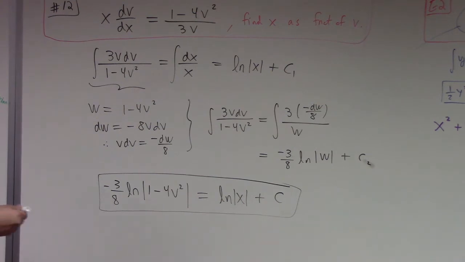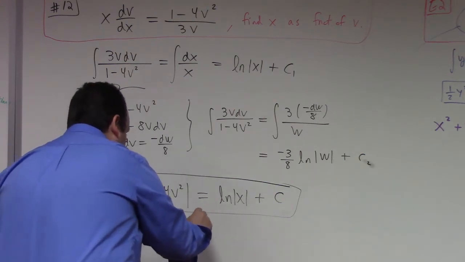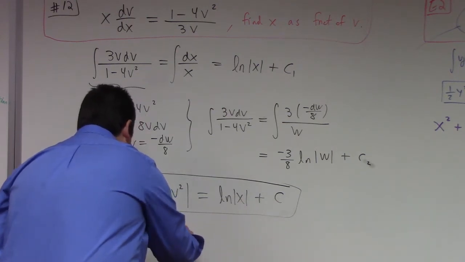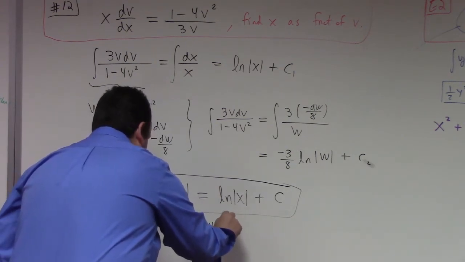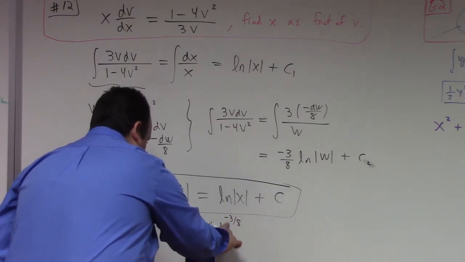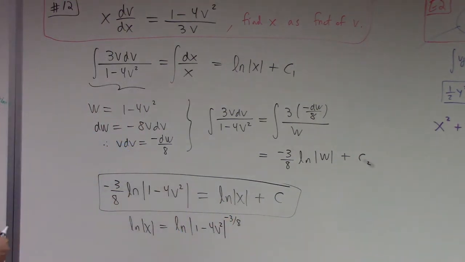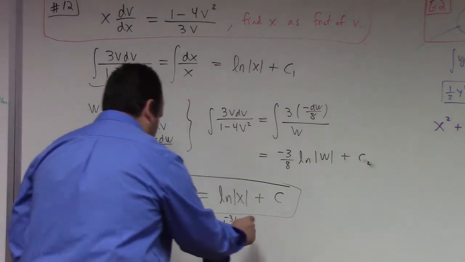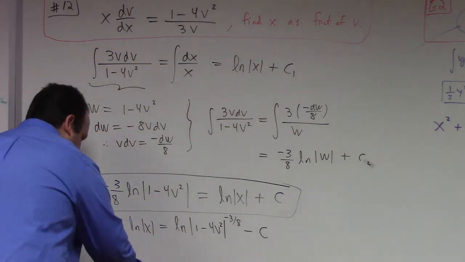Let's see here. So the way I would do that, I say, okay, so I got natural log the absolute value of x equals, I don't know, the natural log the absolute value of 1 minus 4v squared to the minus 3/8 power, right, using properties of logarithm. I bring the minus 3/8 into the argument of the exponent. I guess I can subtract the constant like that. Then I just exponentiate both sides. So take the exponential of both sides. What's that give me?